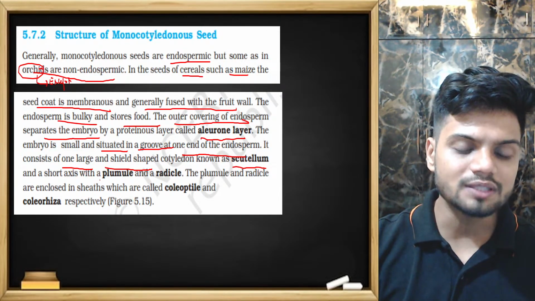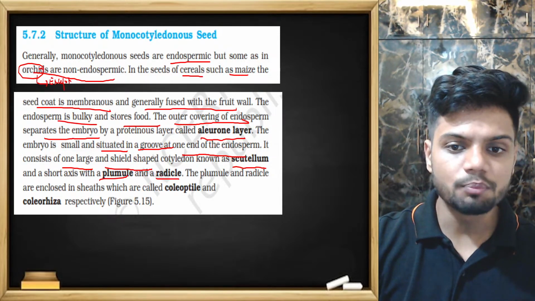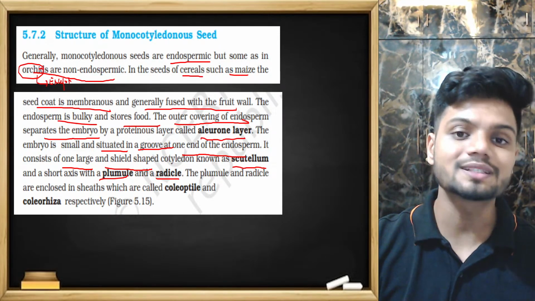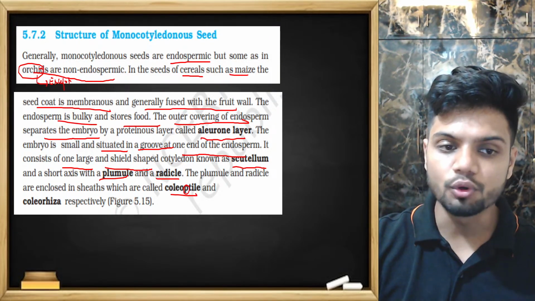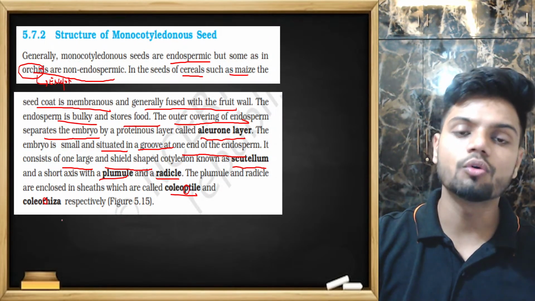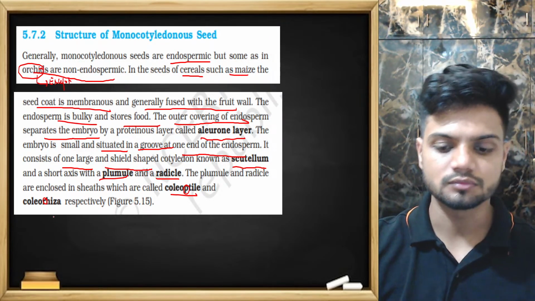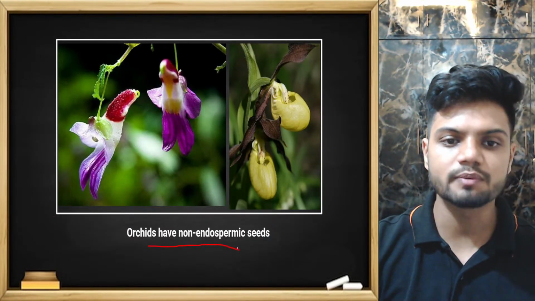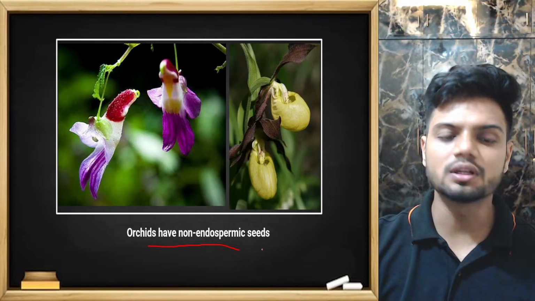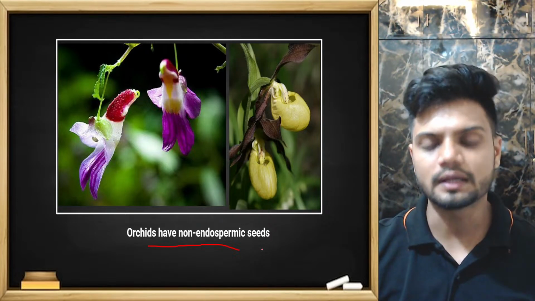And there is a short axis of plumule and radicle. The plumule and radicle are enclosed by a sheath. The covering of the plumule is the coleoptile and the covering of the radicle is the coleorhiza. This is orchids, which have non-endospermic seeds. All the seeds are completely consumed here.